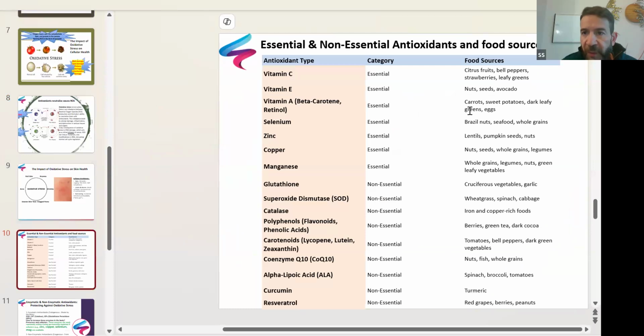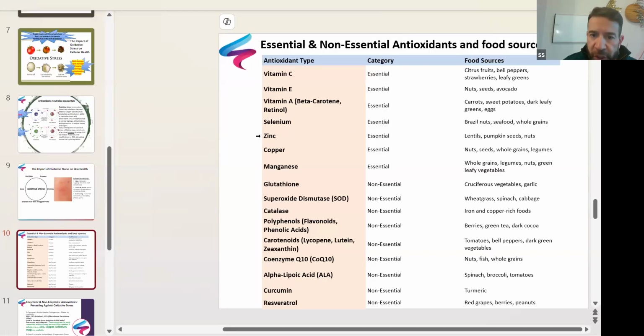So we have essential versus non-essential. Essential means we must get them from food. Non-essential means that the body can produce on its own. So things like vitamin C, E, and A, we must get from food. And I have a list of foods here, the food sources that you can get them from. So you can pause this video and go over it, and it will be beneficial.